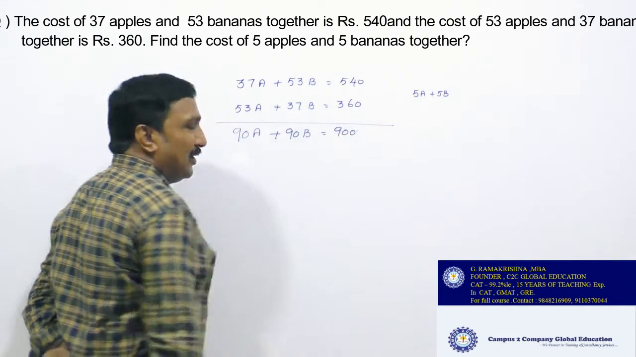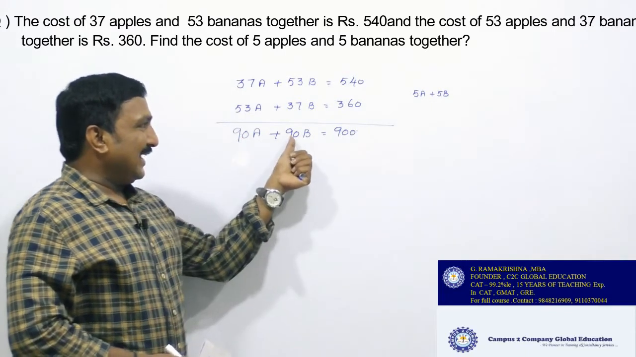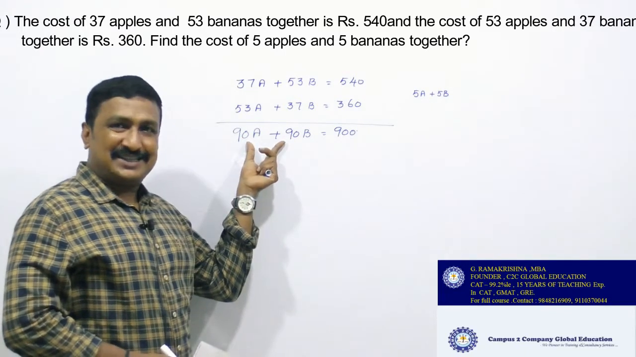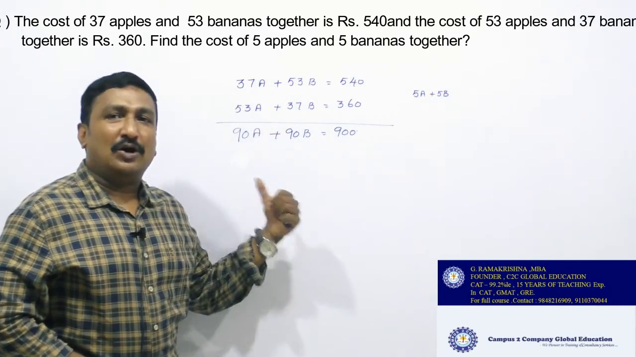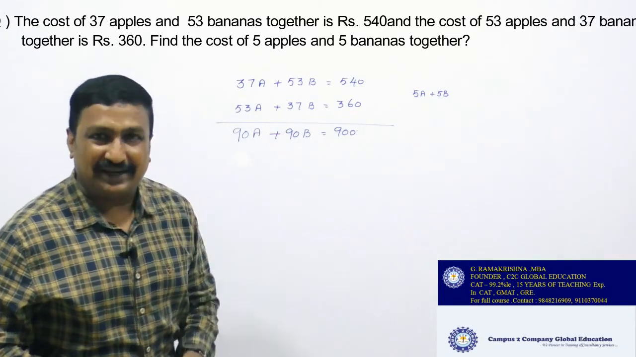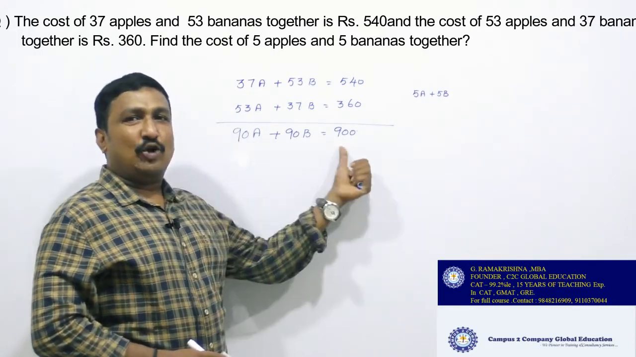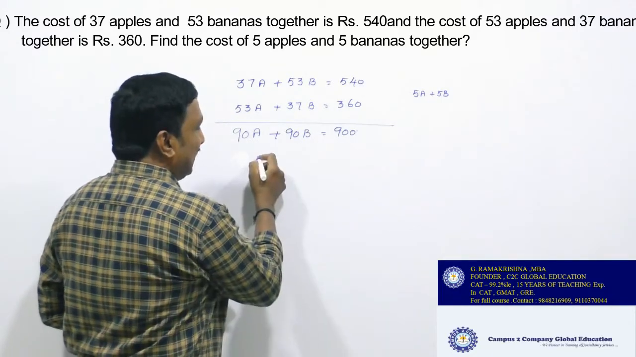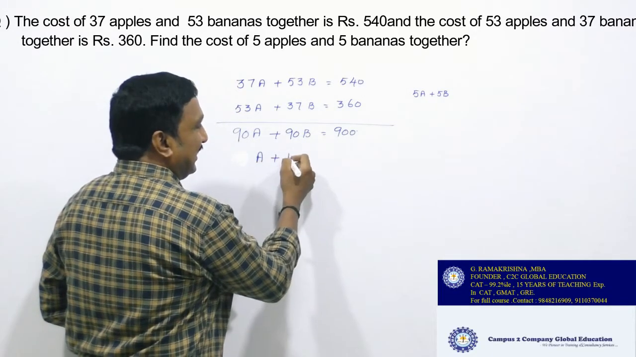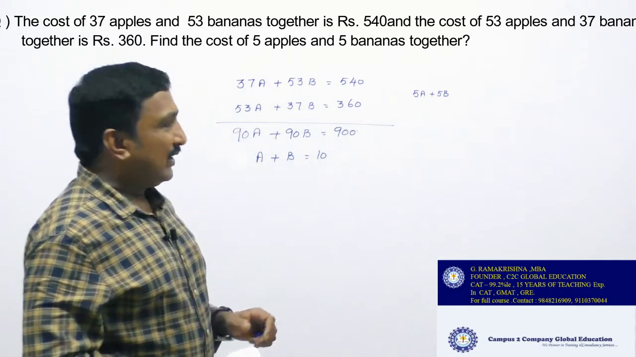Understood friends? So whenever you get 90 and 90, these two coefficients are the same, so we can add directly. If the coefficients are not the same, then you have to do it systematically. Okay friends, in this case I will take 90 common from the entire equation. If I take 90 common, I will get a plus b is equal to how much? It will become 10.